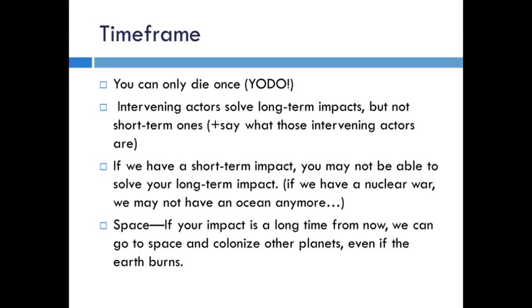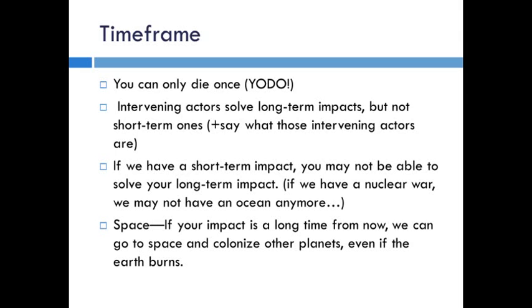So, let's say that we're definitely going to die from global warming in a million years. Well, you know what? Between now and a million years from now, we could have colonized the moon. We could have developed geoengineering techniques to prevent global warming. There's more time in a long period of time to fix a problem. If you have a short-term impact, you may not be able to solve your long-term impact. So if we have a nuclear war in 2 months, we might not have an ocean anymore to be able to solve for global warming.